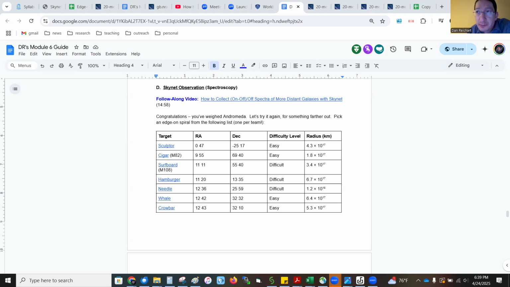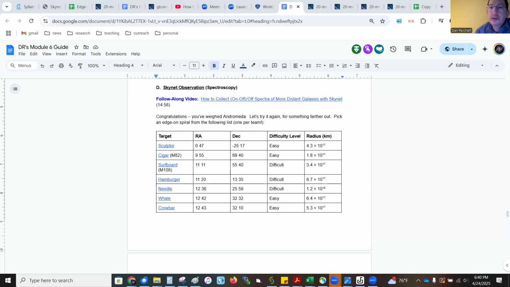In the second part of the module, we decided to focus on some galaxies that are farther away. These are also edge-on spiral galaxies. You can see the table here. There are 7 of them. And I asked each team to pick one easy one and one tough one. Okay. In the last video, we talked about that data and what it looks like.